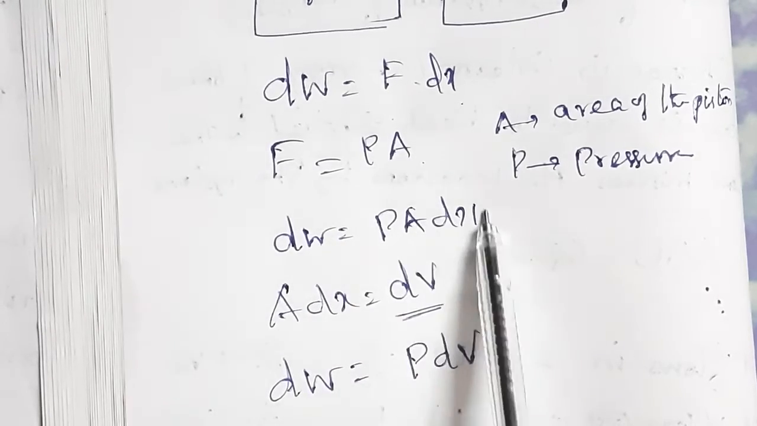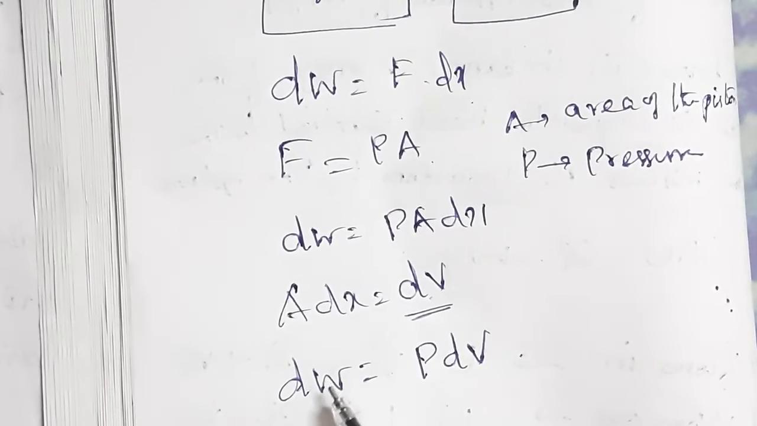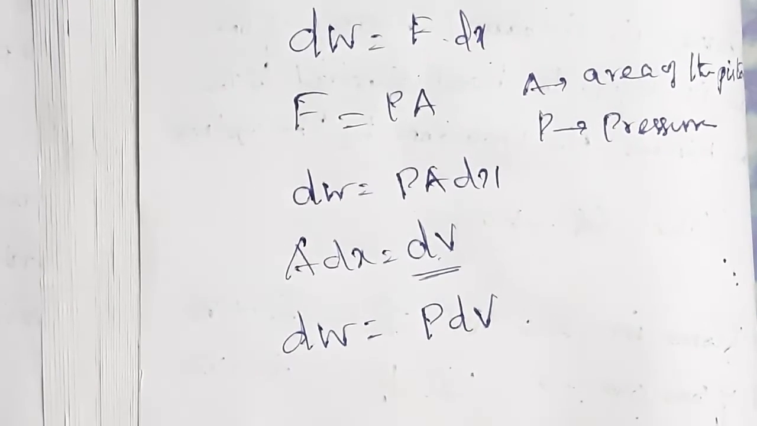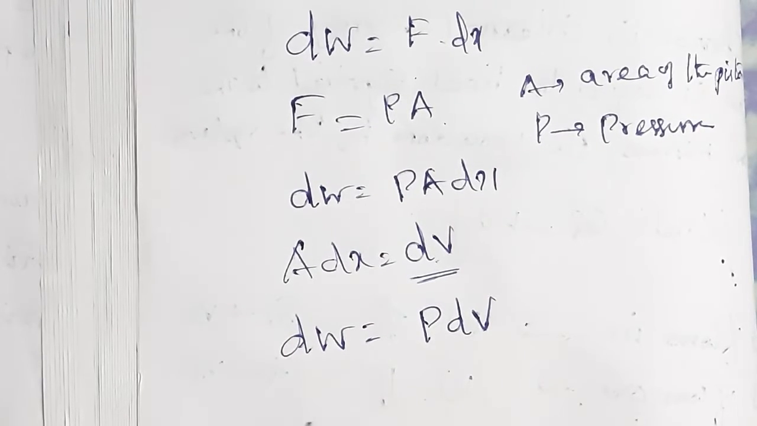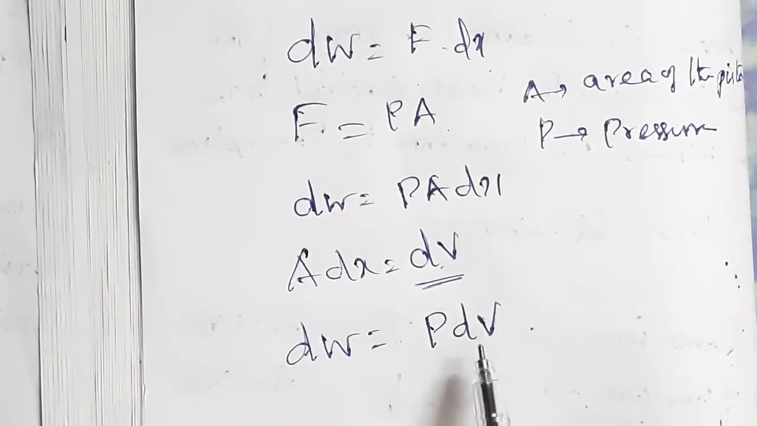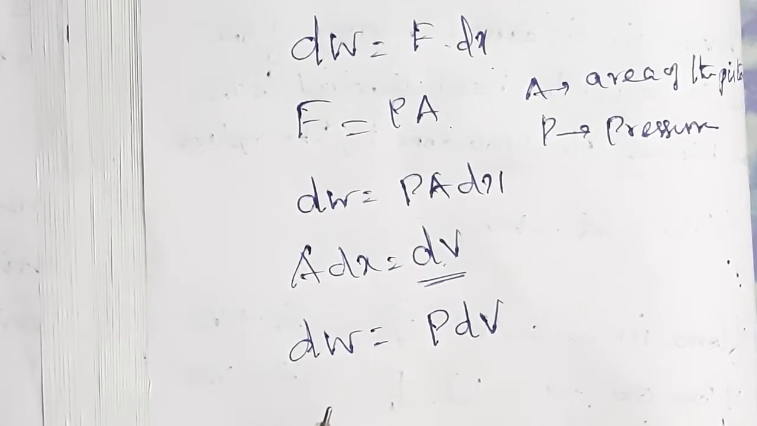So A into dx, area into distance, is nothing but volume. So that is the change in volume during the expansion process. So the small work done dW is equal to P into dV. Now here the value is positive, so the volume is increased. So there is no negative, so positive is there. So the volume may be increased.